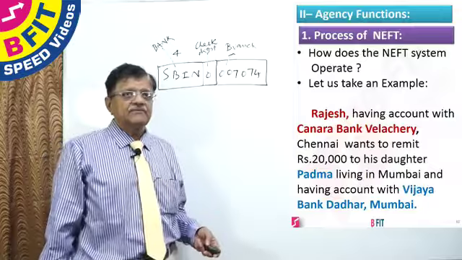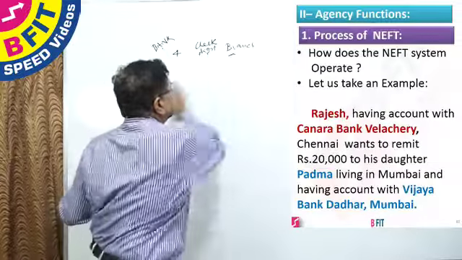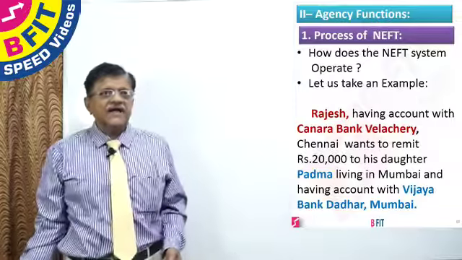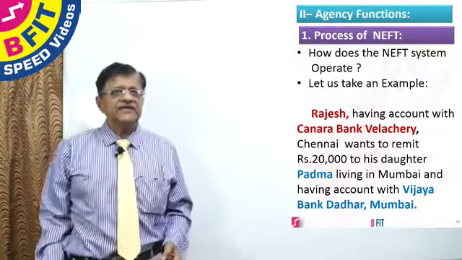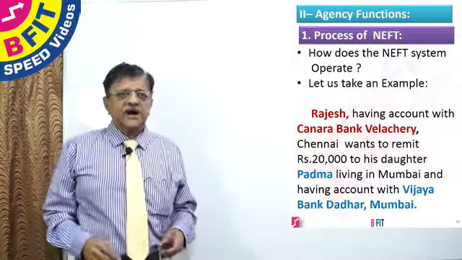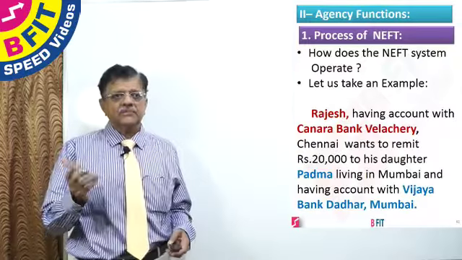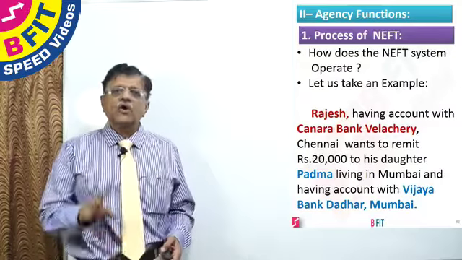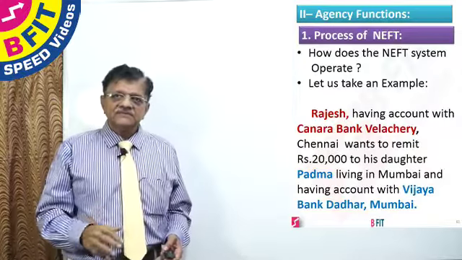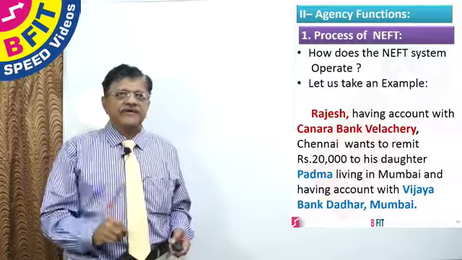Let us take an example. Rajesh, having account with Canara Bank Velachery, Chennai, wants to remit rupees 20,000 to his daughter Padma living in Mumbai and having account with Vijaya Bank, Dadar branch. Now, how this transaction happens in the bank, I will tell you. That will help you to know how NEFT operates.